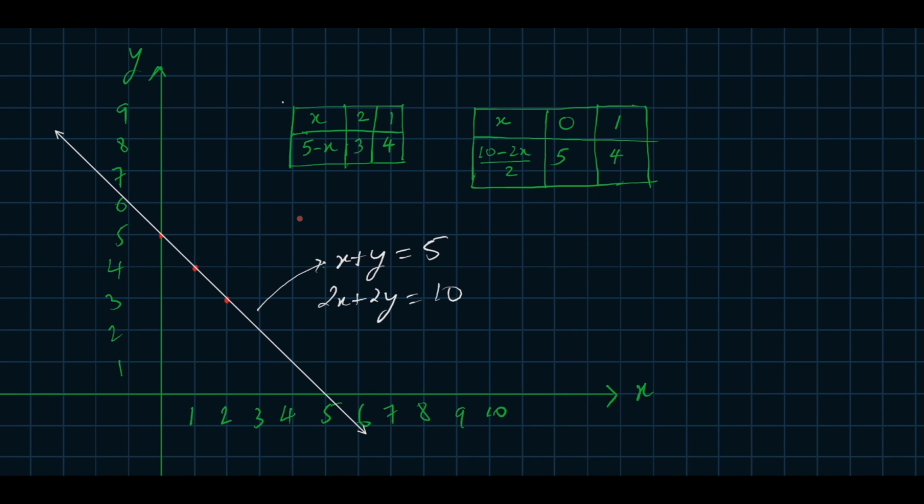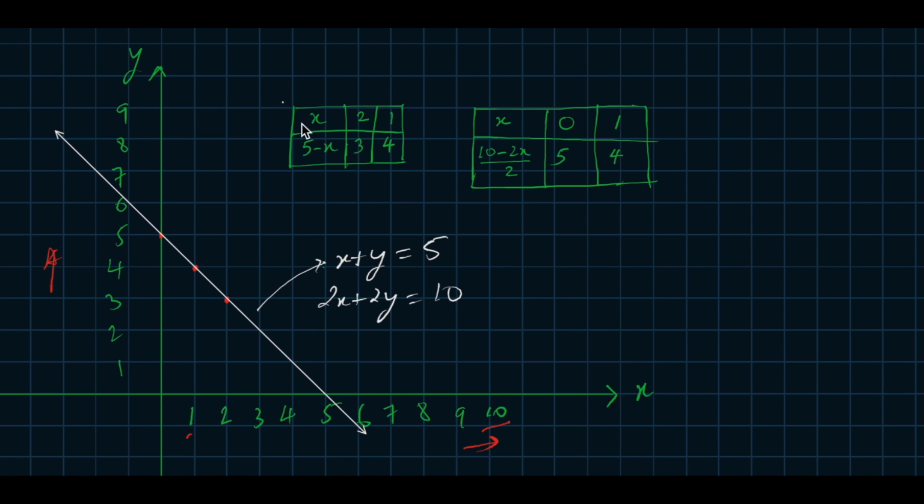So here we have the points 2, 3 and 1, 4. So we'll plot the points first, 2, 3 and 1, 4. So we have here the x axis, here it is the y axis. Here our 1 unit is equal to 1. So 1, 2, 3, 4, 5, 6, 7, 8, 9, 10 we have labeled here, and in the y axis we have labeled up to 9.